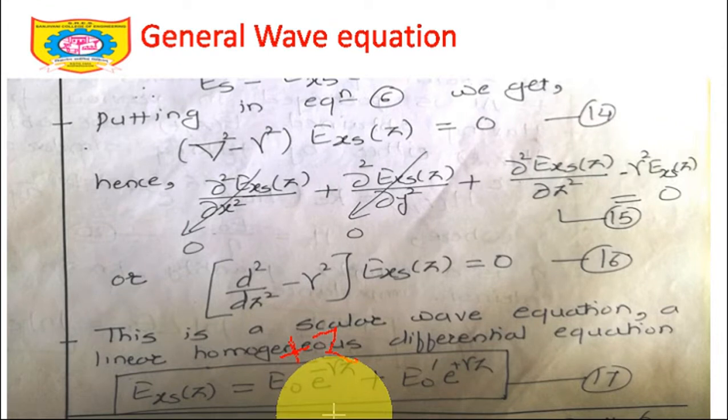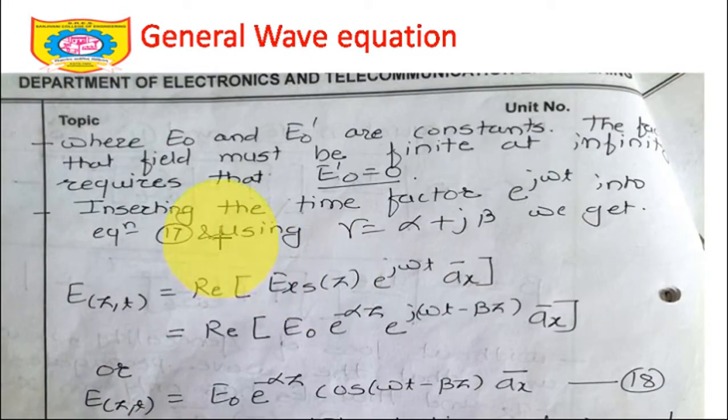Even in the transmission line we have gone through this thing. Whenever you are getting an expression in e raised to plus gamma Z, it means a wave traveling in the negative Z direction. Positive Z, negative Z. If we want our energy to be finite at infinity, then this term should tend to 0. We don't want any wave traveling in the minus Z direction. So we will consider only this first part of the expression, and E0 dash will tend to 0.